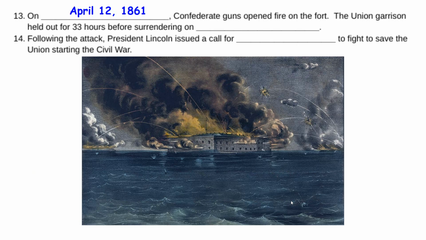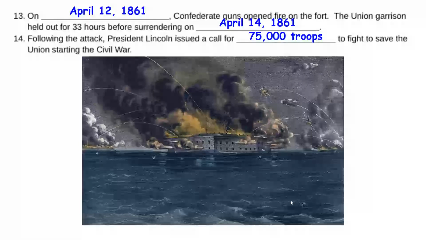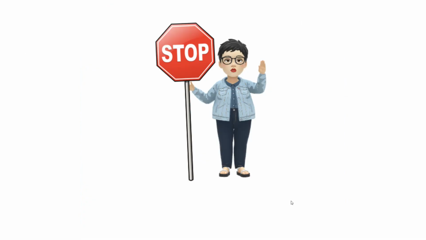So, on April 12, 1862, Confederate guns opened fire on the fort. The Union garrison, those are the people that are holding this fort, held out for 33 hours before surrendering on April 14, 1861. Following the attack, President Lincoln issued a call for 75,000 troops to fight and save the Union, starting the Civil War. Now, 75,000 troops is not a lot of troops, and there are going to be more that are going to be needed very soon. So, thank you very much.